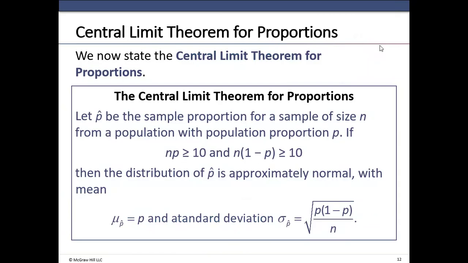We now state the central limit theorem for proportions. Let p hat be the sample proportion for a sample of size n from a population with population proportion p. If n times p is greater or equal to 10 and n times 1 minus p is greater or equal to 10, then the distribution of p hat is approximately normal with mean mu p hat equal to p and standard deviation sigma p hat equal to the square root of p times 1 minus p divided by n.